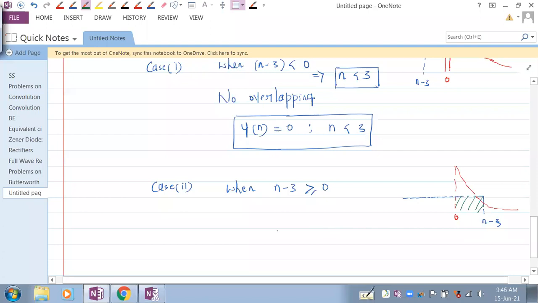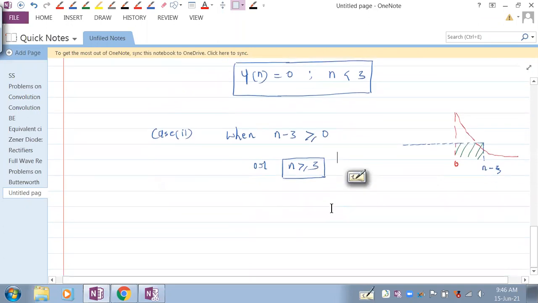Understand that? So when n is greater than or equal to 3, this is another way of looking at it. We can say when n minus 3 is greater than or equal to 0, which is as good as saying when n is greater than or equal to 3. So when n is greater than or equal to 3, there are signals overlapping, and the overlapping range is 0 to n minus 3.